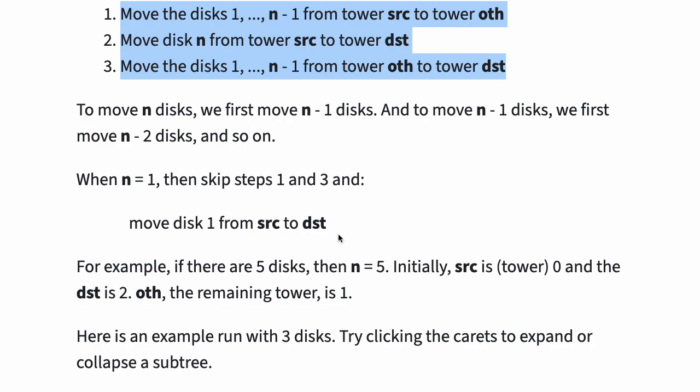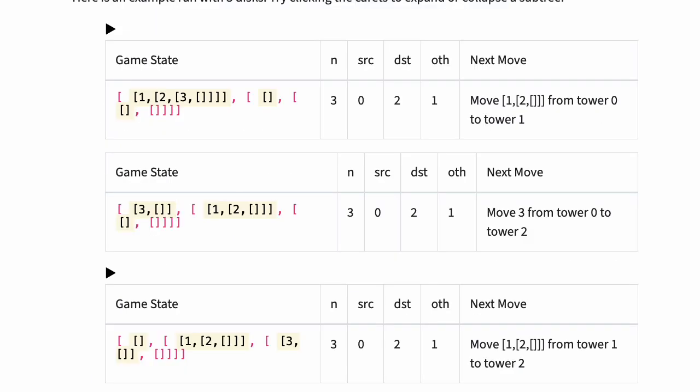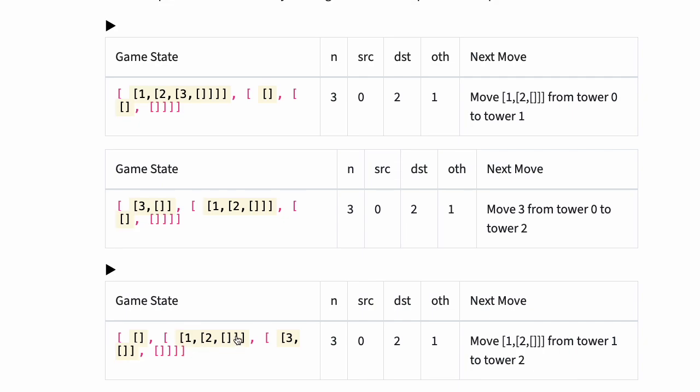For example, if there are 5 disks, then n equals 5. Initially, SRC is 0, and the DST is 2. OTH, the remaining tower, is 1. Here is an example run with 3 disks. Initially, all 3 disks are in tower 0. We first move the substack 1, 2 from tower 0 to tower 1. Then we move 3 from tower 0 to tower 2. Finally, we move the substack 1, 2 from tower 1 to tower 2.